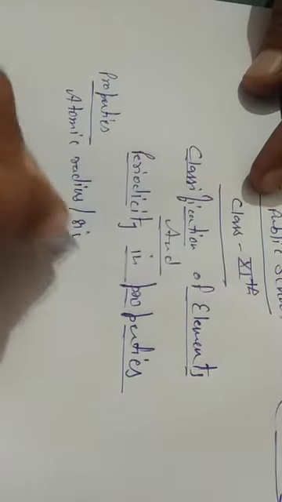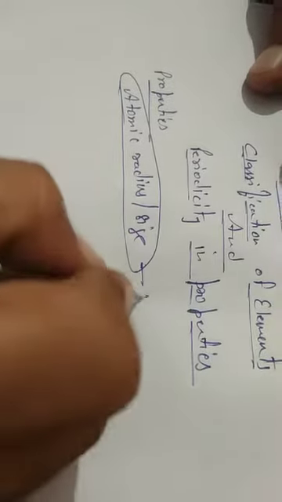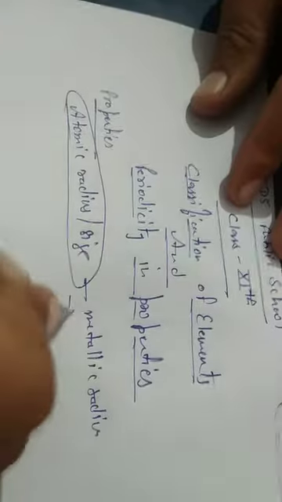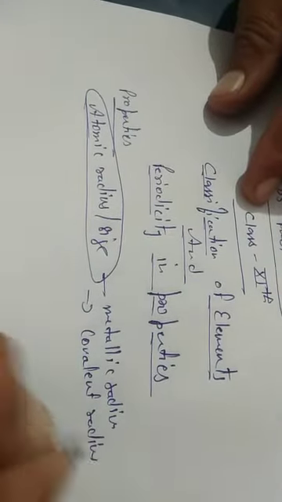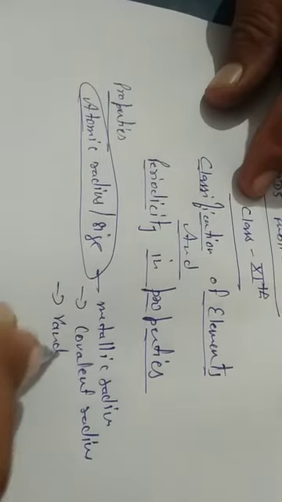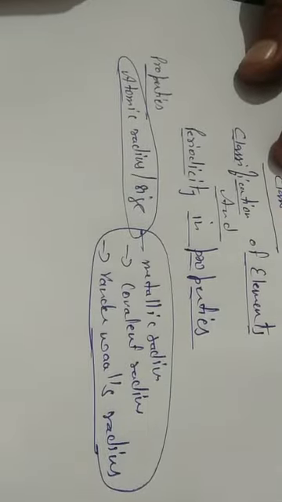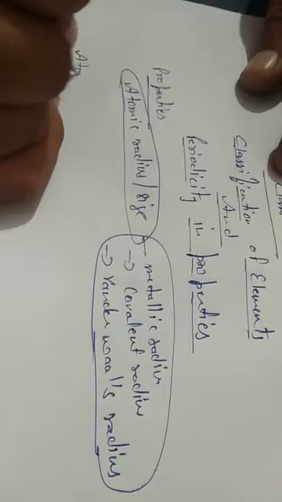And in that lecture we have already studied what kind of radius we measure: metallic radius for metals, covalent radius for non-metals, and van der Waals radius for the noble gases. So these are the different methods that we use to calculate the radius in different cases of elements. Now today we will discuss its trend.